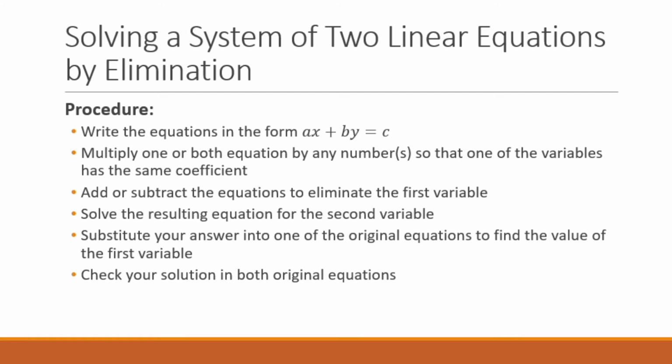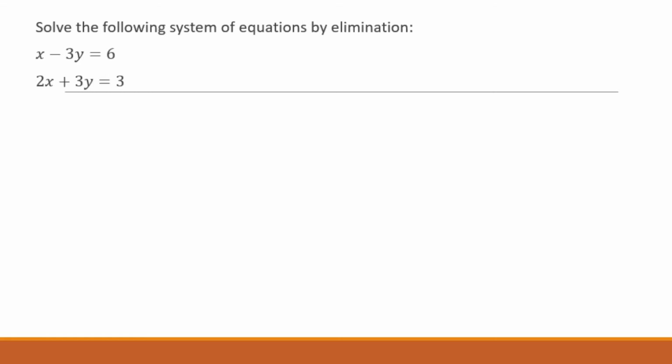Then you're going to add or subtract the equations. That will get rid of one of your variables. You'll solve for that second variable that's left behind. You'll take your answer, sub it back into one of the original equations, either equation A or equation B, and find the other variable, and you'll check your solution in both equations. Talkity talk talk. Let's look at the actual stuff.